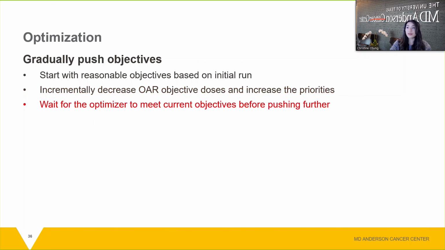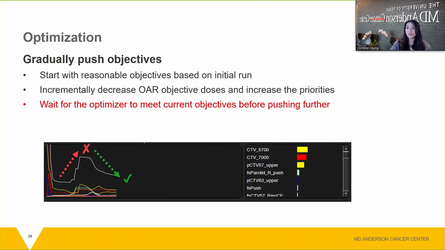Next, you should watch the optimizer and wait until it meets the current objectives before pushing more. So while the optimizer is working really hard, it's going up here. These bars are really long. You don't want to do anything there. It's working, it's doing its thing. And then whenever it comes back down here, this is when you can go through your objective list and start pushing more as necessary.